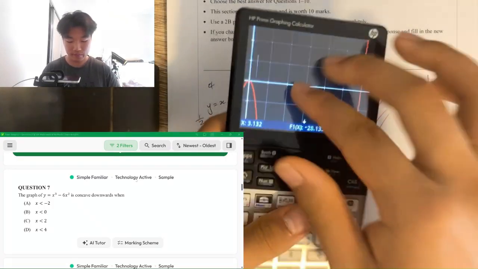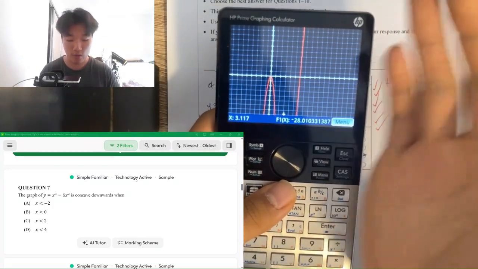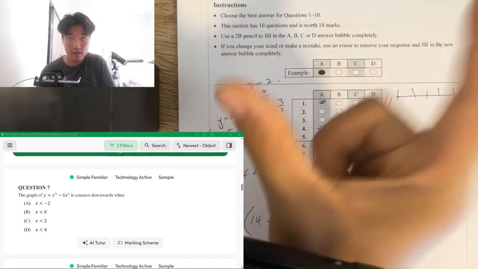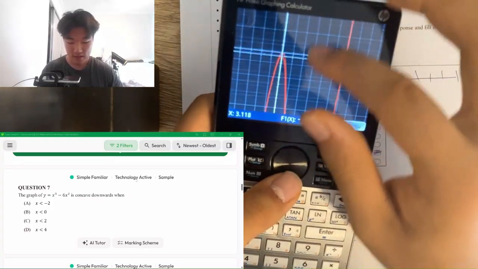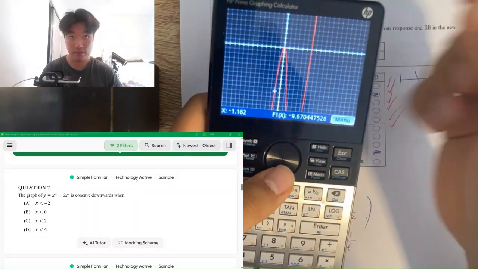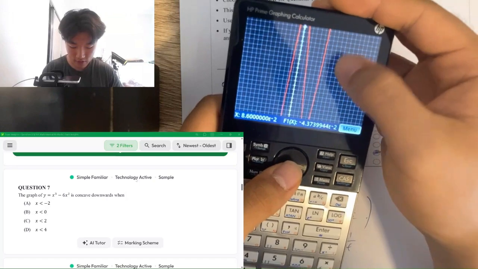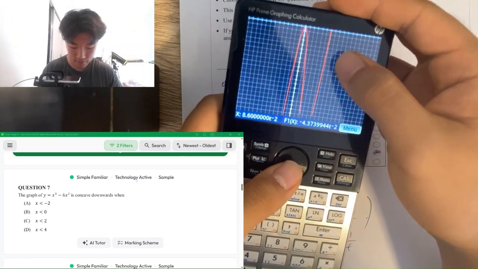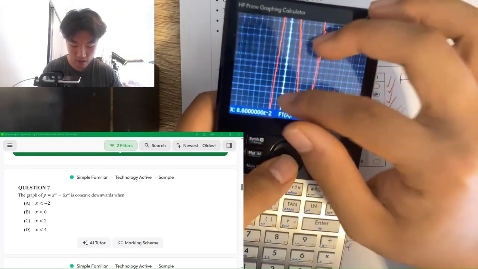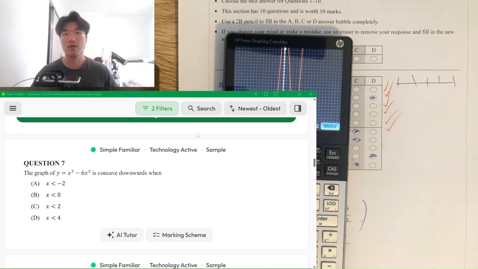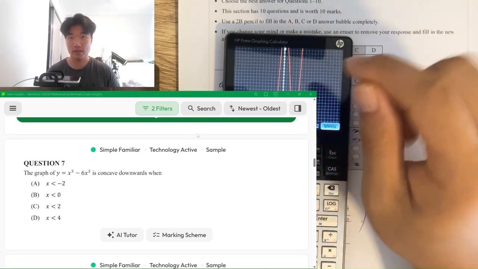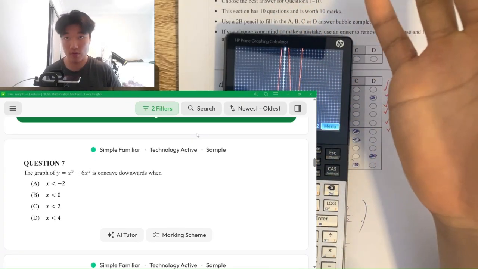Let's see. So in this region, it's concave upwards, and this is concave downwards, right? That's what we want to see. So it's here. The point of inflection is going to be somewhere around half of it. Based on the answers, we don't need to find the point of inflection exactly. The answers give it to us.